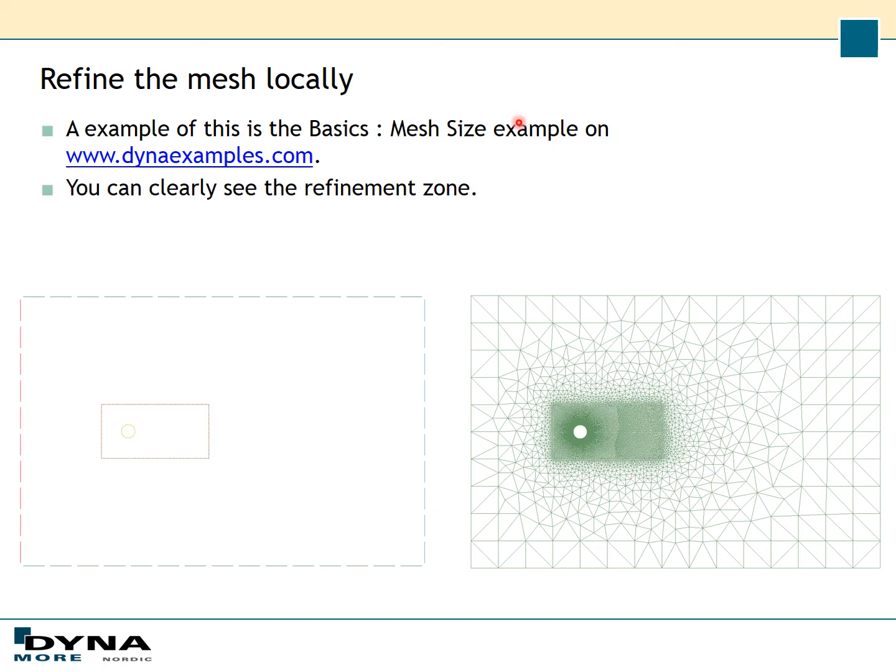So if you want to test this, you have an example of this at DYNAexample called basics mesh size example, and here is the input. So here is the refinement part, and this is what the solver generates. So you can clearly see the refinement here inside the box.